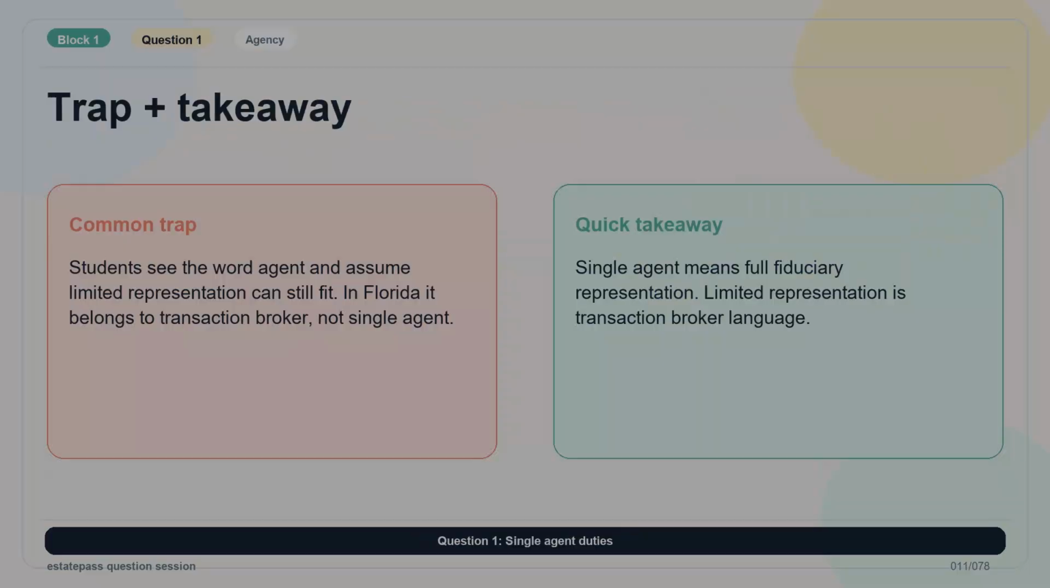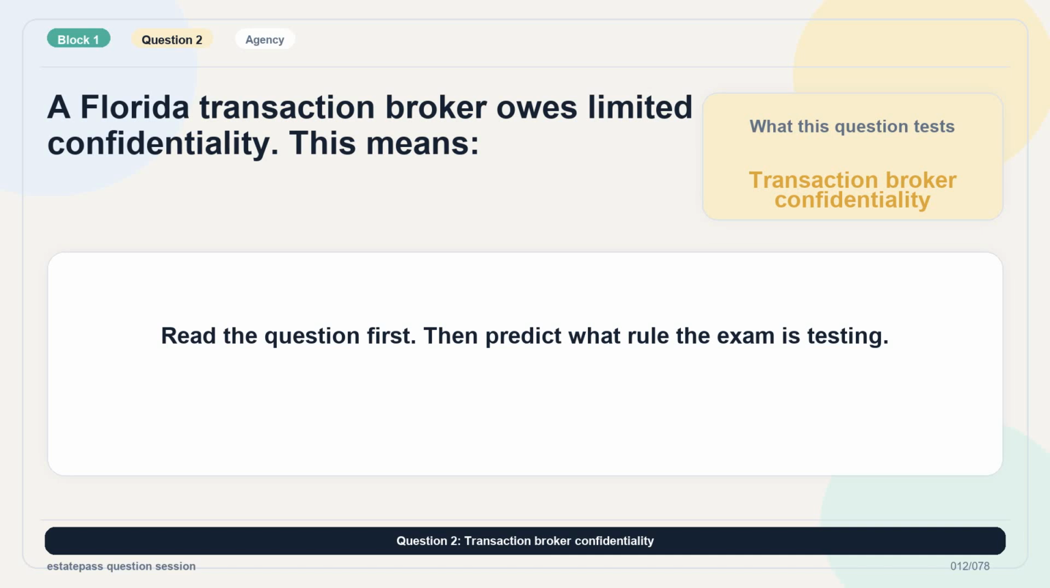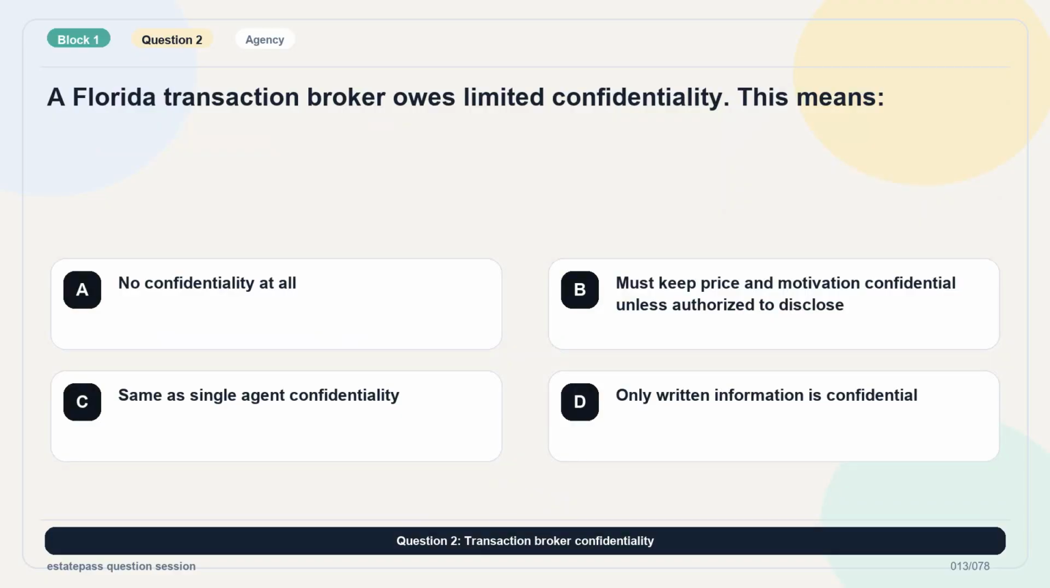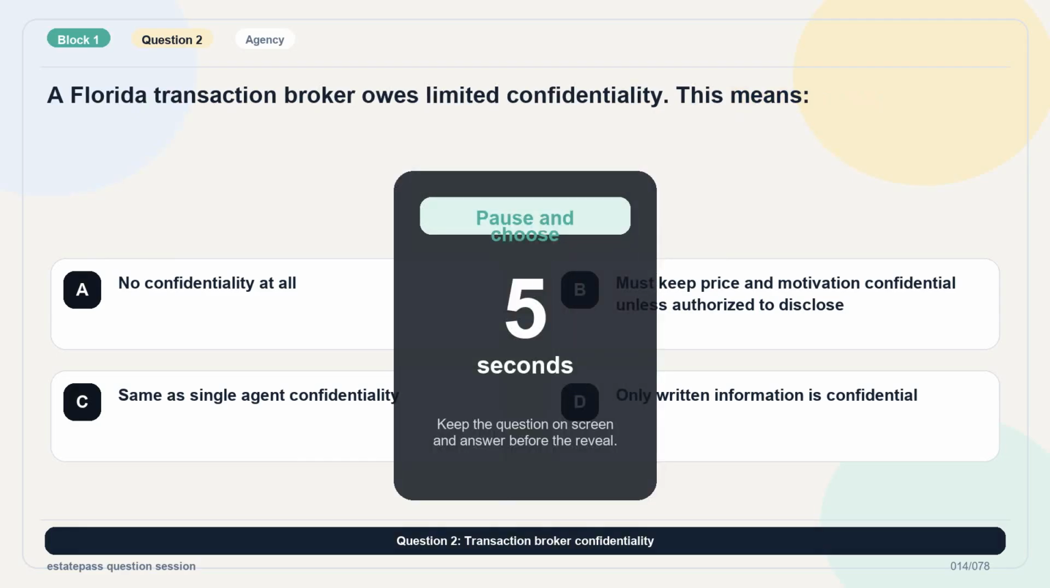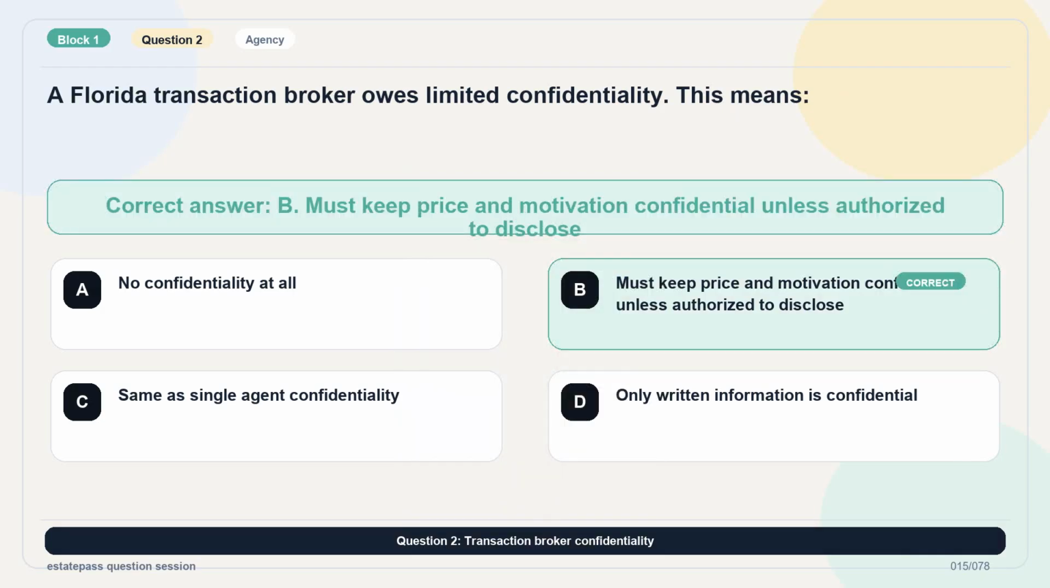Limited representation. Question 2. A Florida transaction broker owes limited confidentiality. This means your choices are: A. No confidentiality at all. B. Must keep price and motivation confidential unless authorized. Pause here and choose your answer. The correct answer is B.